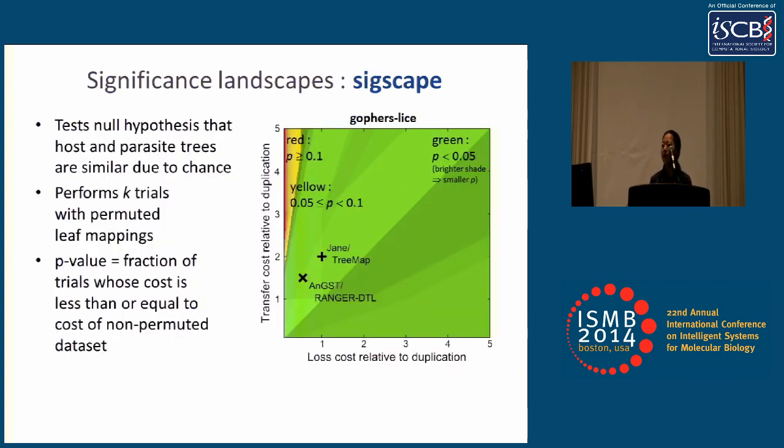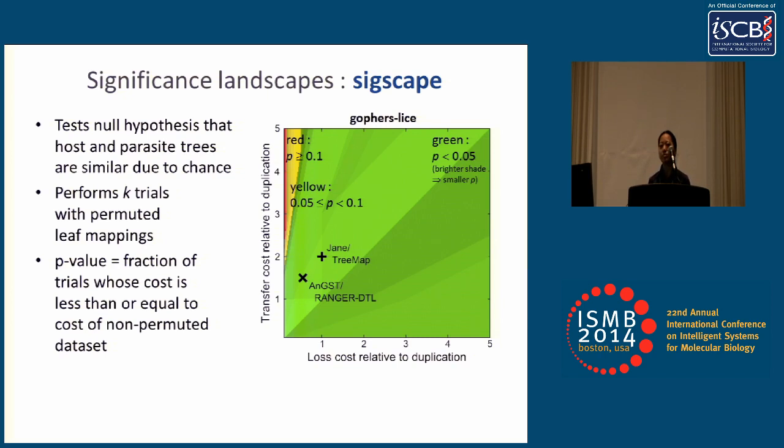Another application we might have is if we want to look at the significance landscape, or SIGscape. This is particularly applicable to the co-evolution world. Here what we're trying to test is the null hypothesis that the host and parasite trees are similar due to chance. So we perform k trials, and in each trial we permute the leaf mappings. Then we compute an empirical p-value that represents the fraction of trials whose cost is less than or equal to the cost of the non-permuted data set.